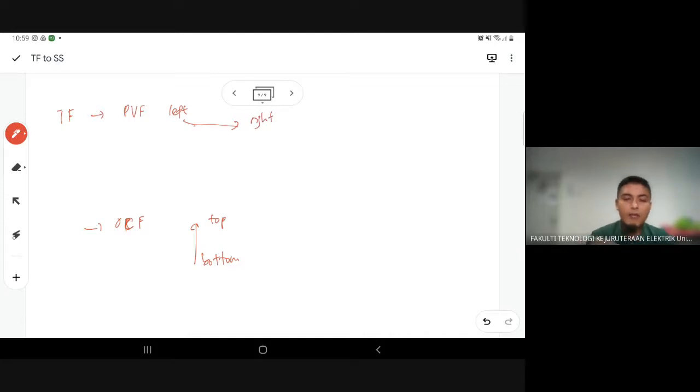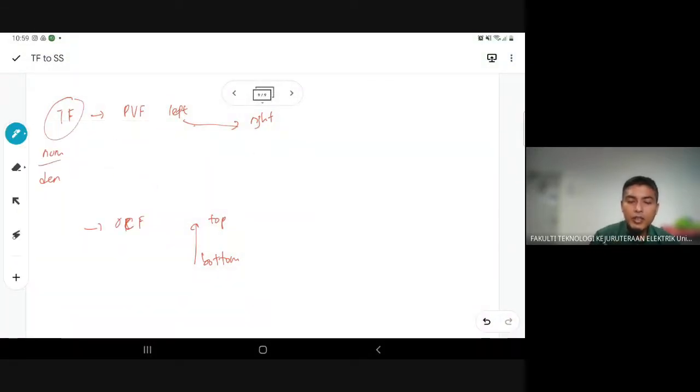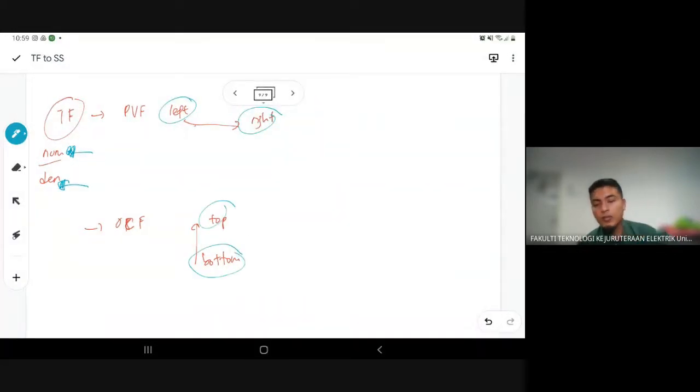However, from the transfer function, let's say you have the numerator and denominator, you need to read from right to left for both. However, when you extract the information, you need to put it in this direction: left to right for the PVF, and bottom to top for the OCF.